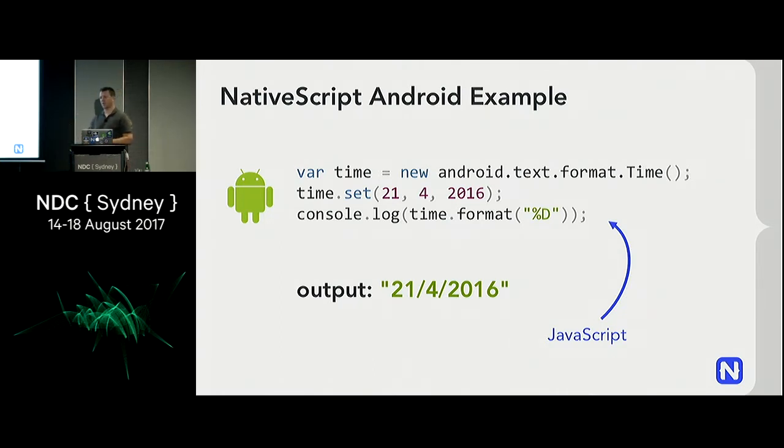This is an example of an application running on Android written in NativeScript and utilizing the Time class. Here I'll instantiate a new instance of that, and then I'll set its values using the set method, and then output that to the console. Ultimately, it really doesn't matter what sort of code example you look at here, but this is using that Time class underneath the covers.